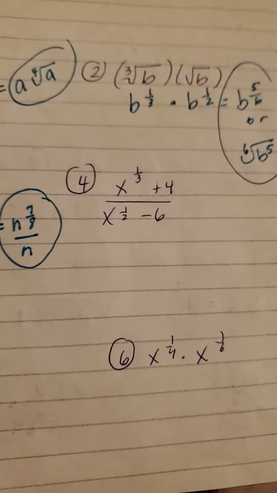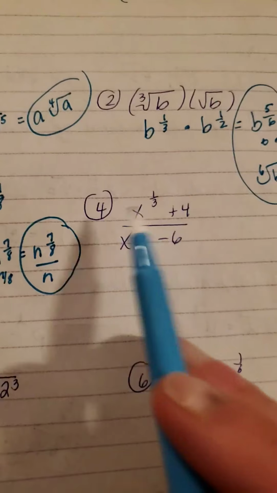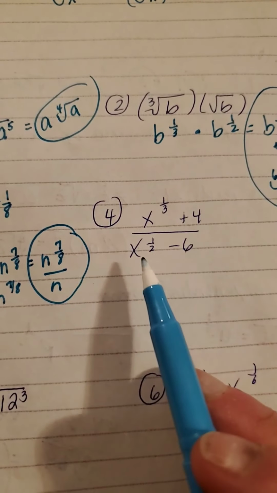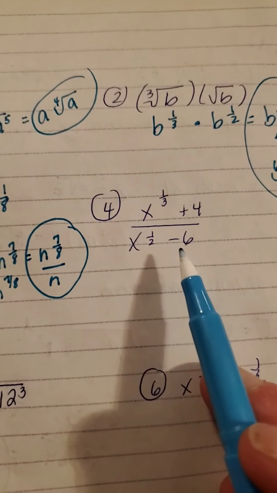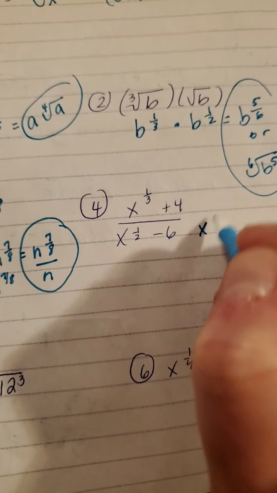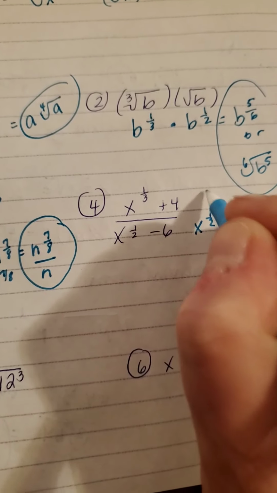Number 4, if you were to write this out as a radical, it would say cube root of x plus 4, and this would say square root of x minus 6. Its conjugate would be the square root of x plus 6. So likewise, its conjugate is that.